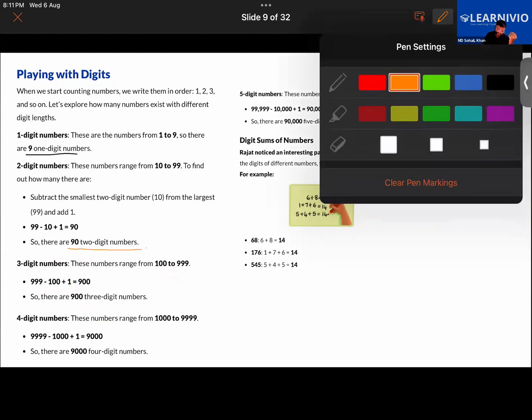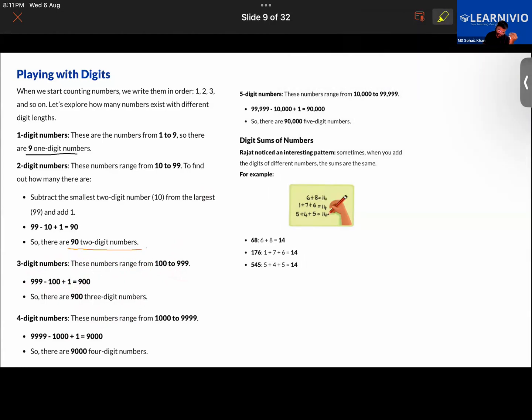In fact, there's a very important pattern here. There are nine one digit numbers, then it increases to 90 two digit numbers, then 900 three digit numbers, then 9,000, then 90,000, and so on. It will keep on increasing. Hope that is clear.